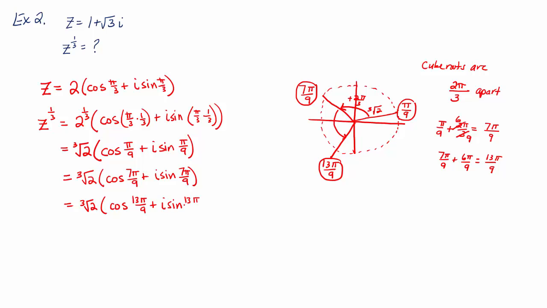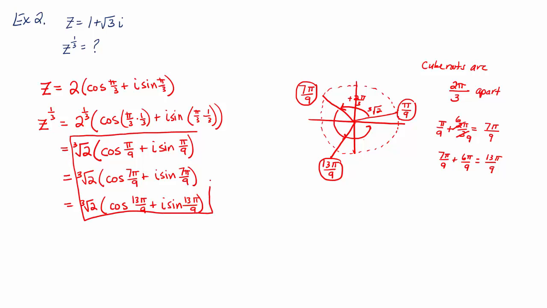And if you really want to, I know I do it all the time, I check. I add another 2 pi over 3 and see if I get back to pi over 9. Now obviously you're not going to get exactly pi over 9, you're going to get 2 pi plus pi over 9. In this case that would be 19 pi over 9, which is exactly what we would get if we added 6 pi over 9 to 13 pi over 9. So I do a little check in my head to make sure that it comes back to where we started. So we have these three answers.